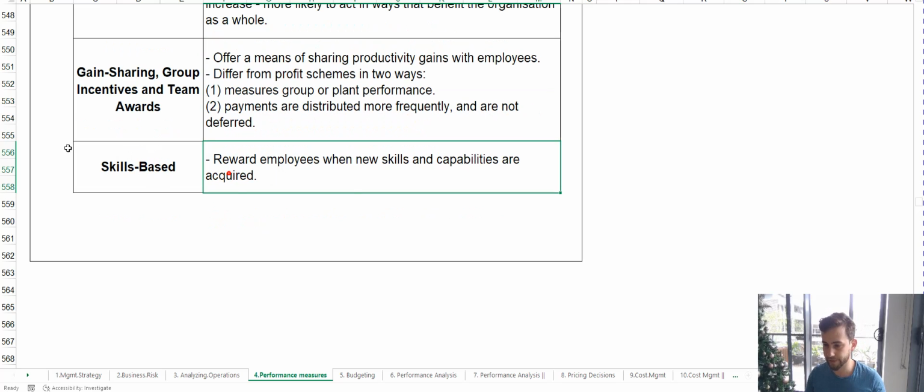Okay, and then finally, skills based. So it rewards employees when new skills and capabilities are required. For example, if you're working at a professional accounting firm and you're not a CA, maybe after you get your CA qualifications, you might get a pay increase as a result of that.